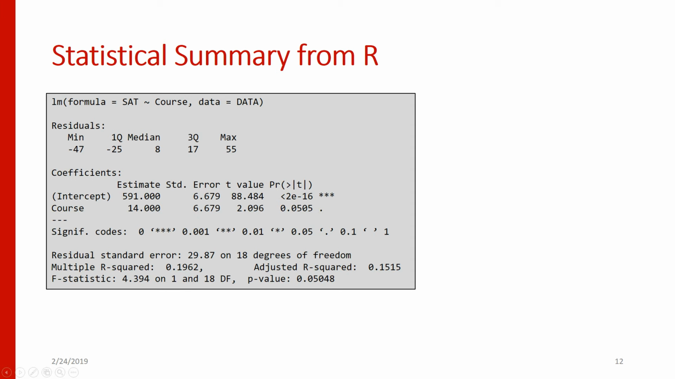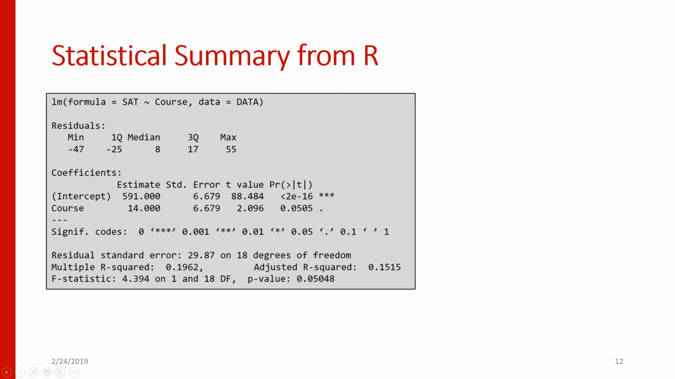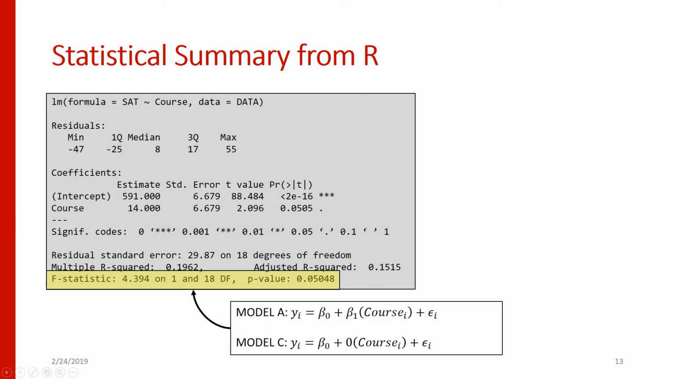Now, we can get this statistical summary more directly out of R, right? So we apply a linear model where we're looking at SAT scores as a function of the course that the person took. Here you can see we get those estimates for the intercept and for the slope that we just went through. We can actually get a statistical significance test for each one. And then we can also get our omnibus test, where we get the proportional reduction in error. We get the F statistic, and we get the p-value for the model as a whole.